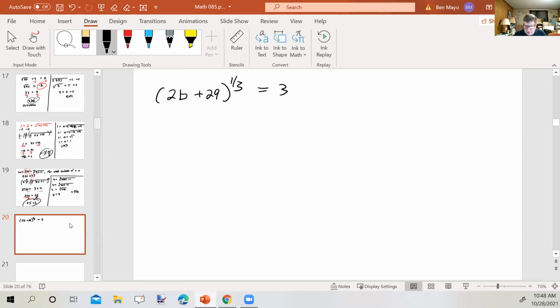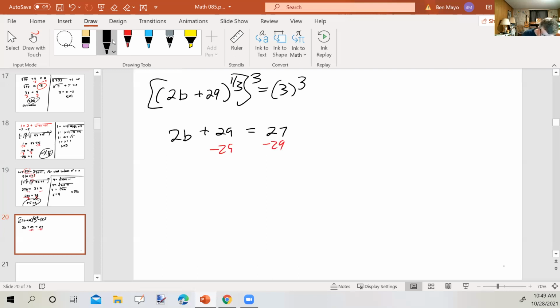Okay. Does anybody know what we need to do to this equation, to both sides? Anybody? Nobody wants to speak this morning. Okay, fine. Maybe you've all fallen asleep. Okay, so we're going to cube both sides. 2b plus 29 to the 1/3 power cubed, the 1/3 and the 3, the exponents get multiplied, so that becomes a 1. So we get 2b plus 29 equals 3 cubed, which is 27. Okay, we're going to subtract 29 from both sides. 2b equals negative 2, divide by 2, b equals negative 1.